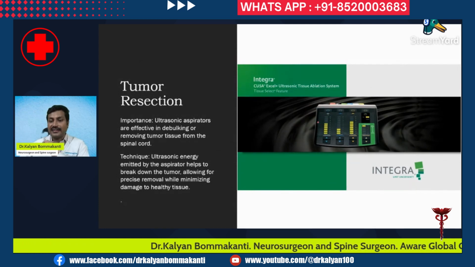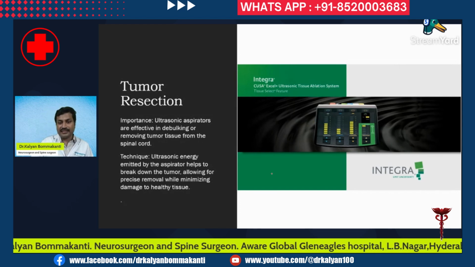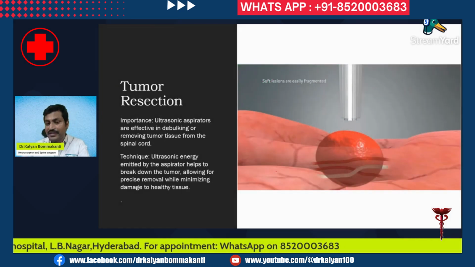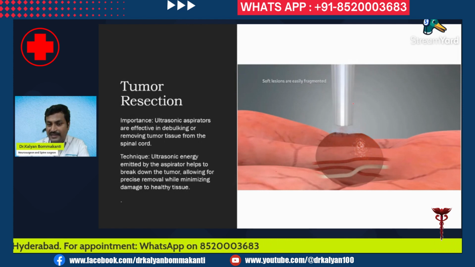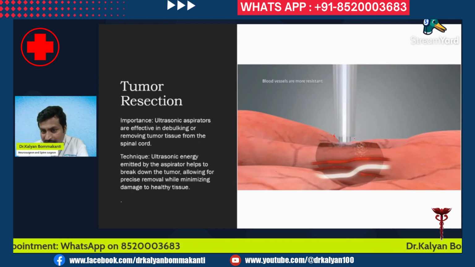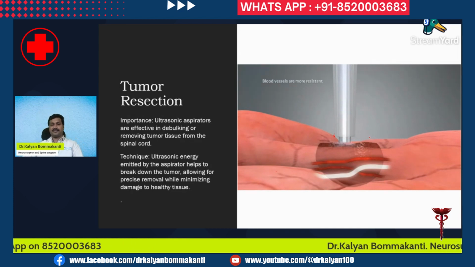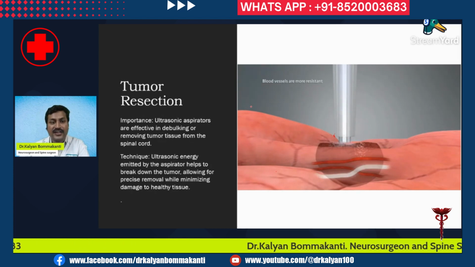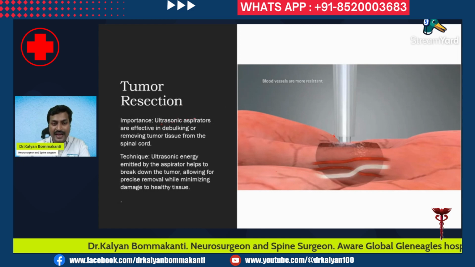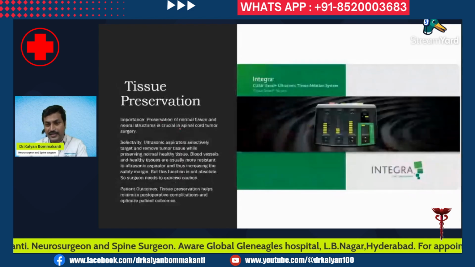The first portion was the ultrasonic one, which pulverizes the tissue. Let's see an animation. This is my ultrasonic aspirator. See, this is breaking the tumor tissue into small pieces. This is the primary function of the ultrasonic aspirator. Ultrasonic aspirators are effective in debulking or removing tumor tissue.